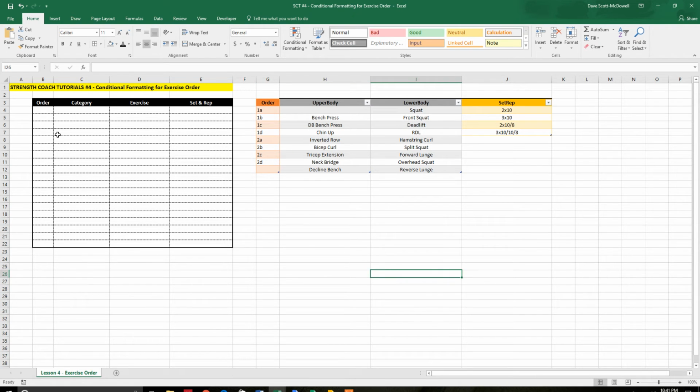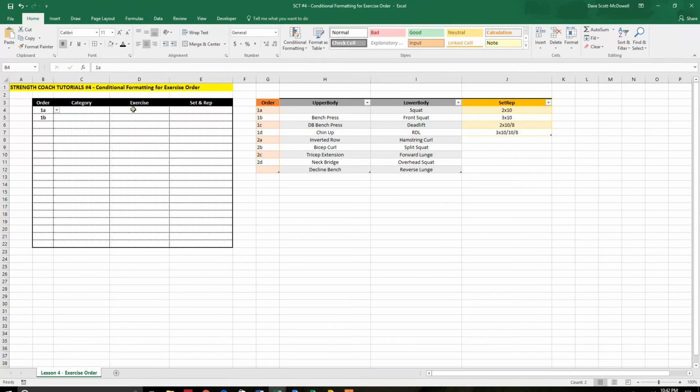So I know when some people are programming, they like to use an order system kind of like this, where they might have a 1A, 1B, 2A, 2B type exercise. One of the things I like to do is to highlight these cells with a highlight similar to something like this, if they are a superset. So these two might be highlighted. This helps the athlete identify which cells are paired together. So we're gonna make a formula to do this automatically for us.